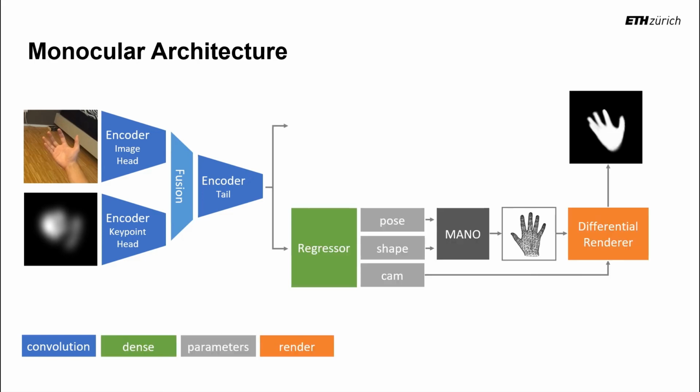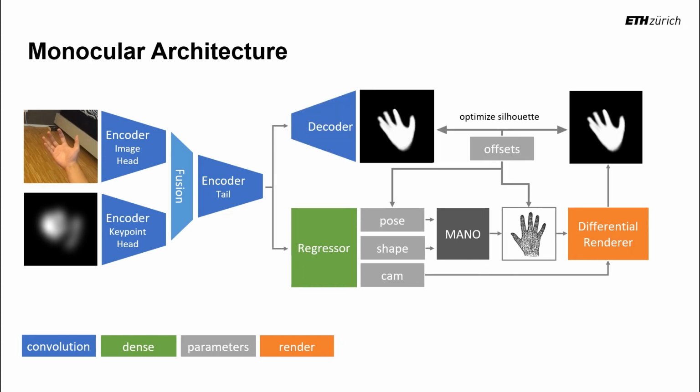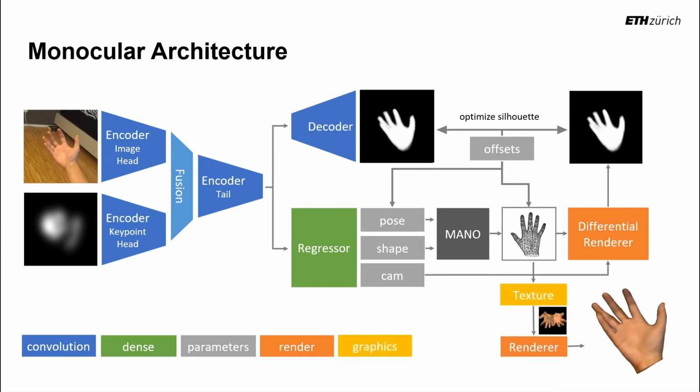From the encoded representation, we regress the parameters of the used MANO hand model, which yields a hand mesh. Together with the camera parameters, we can render a hand silhouette. From the encoded representation, we also decode a hand segmentation, which acts as an optimization target. In other words, we iteratively optimize the silhouette by adding offsets to the predicted parameters to improve the image model alignment. If a good fit is achieved, we project the texture from the input image and render a hand mesh.